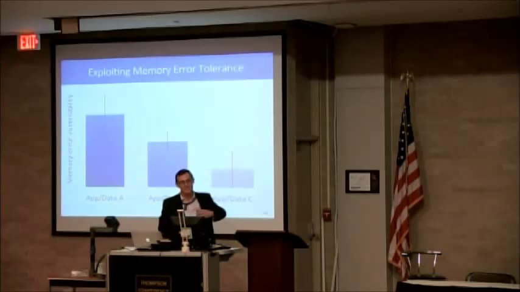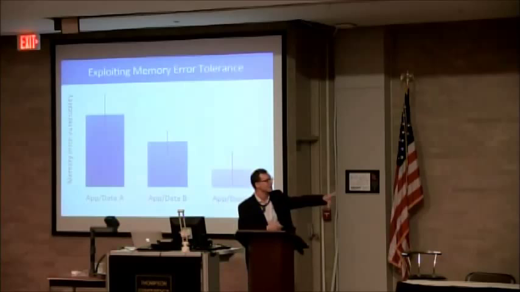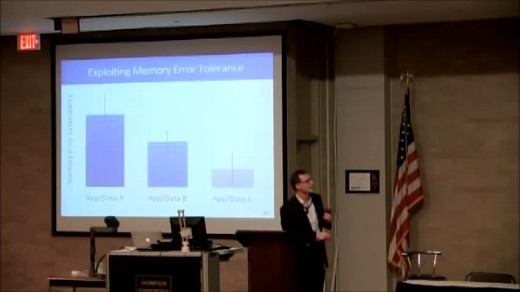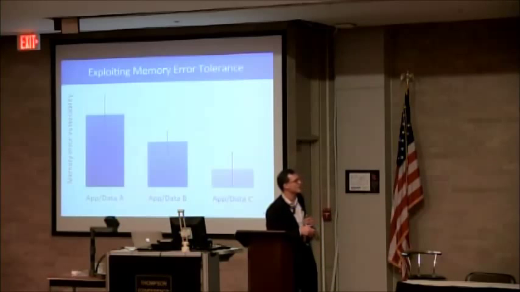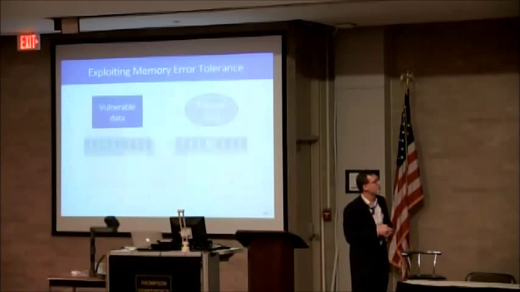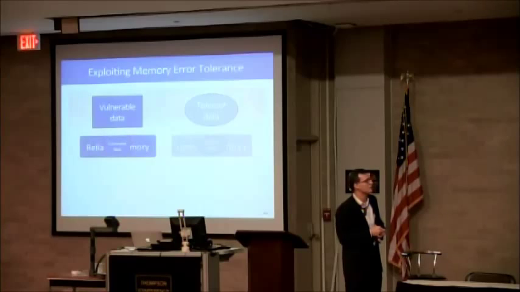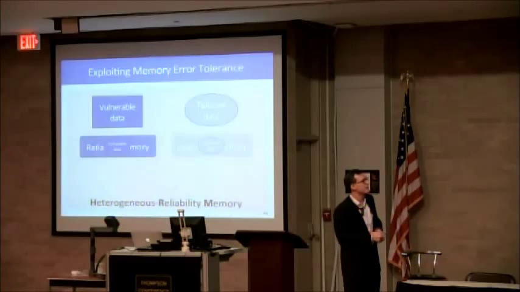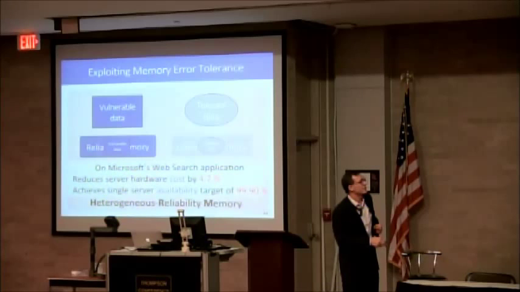One example I believe is interesting is exploiting memory error tolerance. Applications inherently have different error tolerances in their different regions, and error tolerance is different across applications as well. If you can identify vulnerable data and tolerant data, you can design a memory system that has reliable memory versus low-cost memory, and as a result you can have heterogeneous reliability and exploit it. We've done this study on the Microsoft Web Search application.